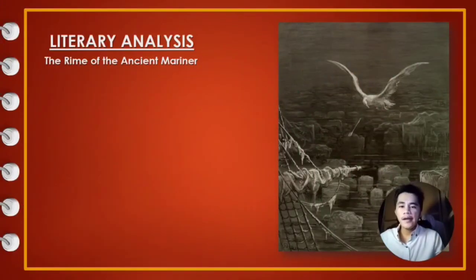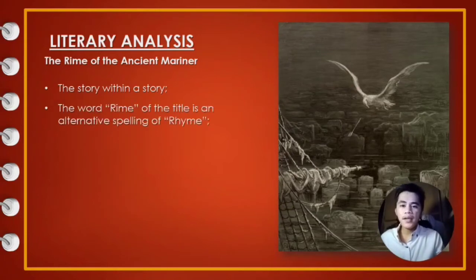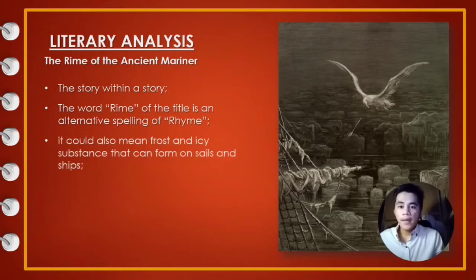Now, let's have further analysis of this story, The Rime of the Ancient Mariner. So, this is a story within a story. Remember that the plot of the story was told by the main character in the story. That is why it is called a story within a story. And the word rime in the title is an alternative spelling of rhyme. However, it could also mean frost, an icy substance that can form on sails and ships.